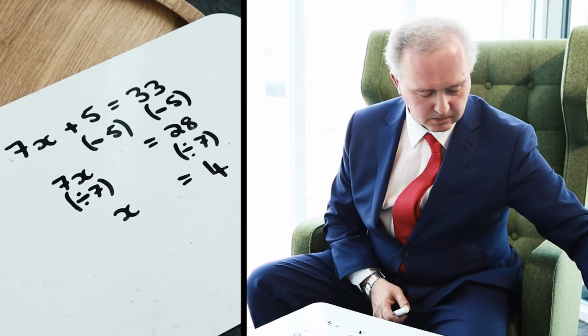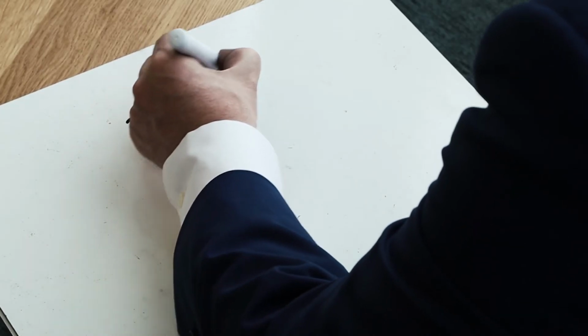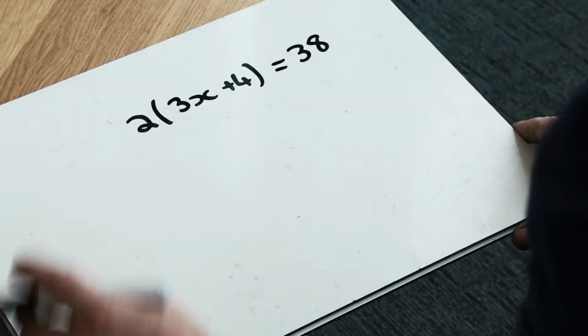Now for my second example, I'm going to use a set of brackets. And we have to be ultra careful when we are looking at an equation involving brackets. So what I've got here is a situation where I need to solve 2 lots of brackets of 3x plus 4 is equal to 38.